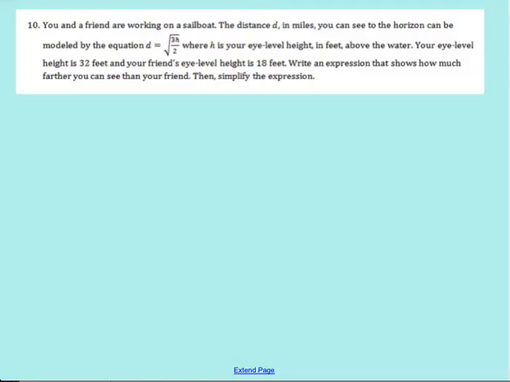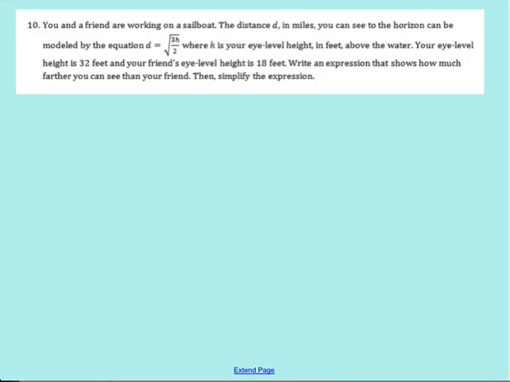So you and your friend are working on a sailboat. The distance in miles you can see from the horizon is modeled by that equation given there, where h is your eye level height in feet above the water. So your height is 32 feet and your friend's level is only 18 feet. Write an expression that shows how much you can see over your friend. So that's basically going to be a difference.